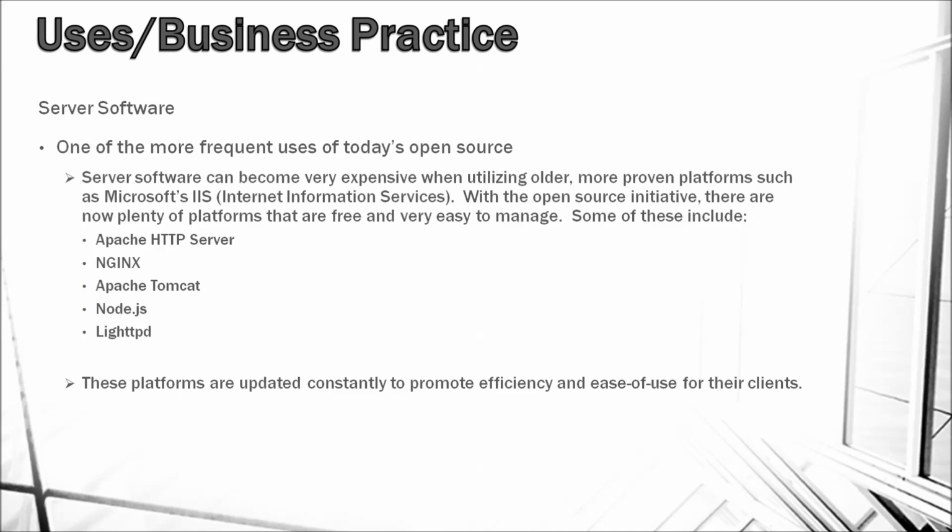Apache HTTP was launched in 1995 and has become one of the more popular suites. It's also available in most stack setups today. Nginx is a reverse proxy server that is great for scaling. Apache Tomcat is an open source implementation of the Java servlet. Node.js is a server that JavaScript uses and is available in the MEAN stack. And LightTPD is an extremely lightweight server that is optimized for speed. All these platforms are updated constantly and they promote efficiency and ease of use for their clients.